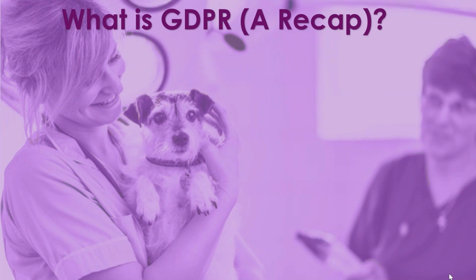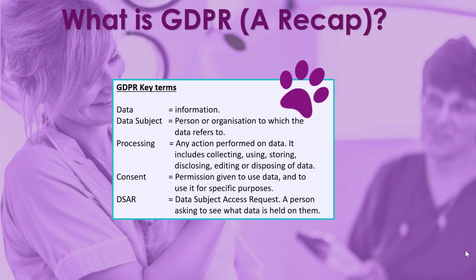So, what is GDPR? A quick recap. When discussing GDPR, there are some key terms that you will come into contact with frequently. They are data, which basically means information. There is the data subject, and that is the person or organisation to whom that information relates. Processing is a very broad term and literally means anything that is done with that data. So that could be collecting, using it, storing it, disclosing it, editing it, or disposing of that data.